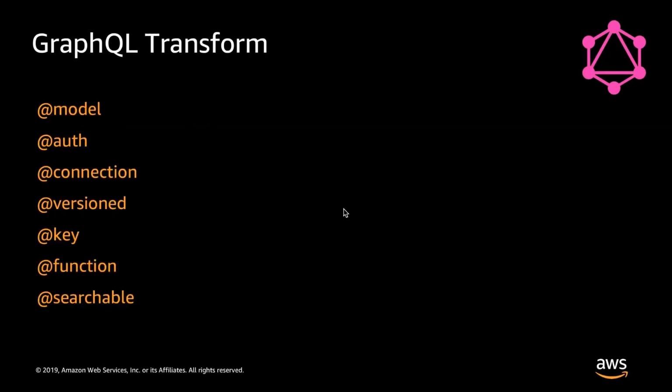The main ones that we're going to take a look at today are @model, @auth, @connection, and @key. We also have @versioned, @function, and @searchable. Since we're covering the 4 that I mentioned, I'll also just go over really quickly what @versioned, @function, and @searchable do. @versioned allows you to have versioning in your API, of course, just like the name sounds. @function allows you to specify a Lambda function as your GraphQL resolver.